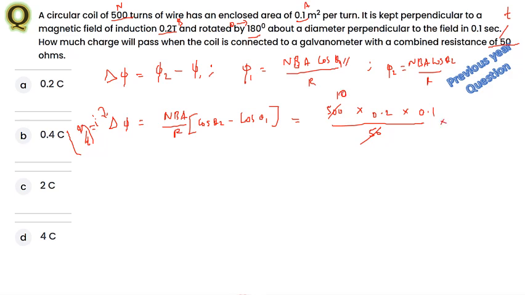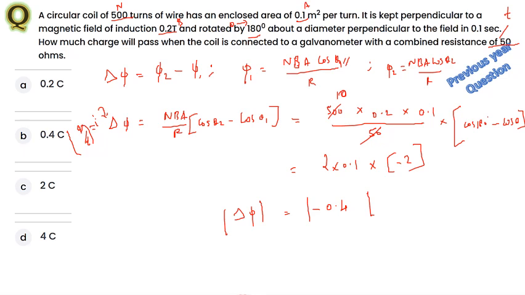And this one here is cos theta 2 minus cos theta 1, that is cos of 180 degree minus cos of 0. So combined together what you have here is minus 1 minus 1, that is minus 2. Now this one here is 2 into 0.1 into minus 2, so what you have here is minus 0.4. This is about the magnitude, so in this case you take the magnitude, 0.4 coulomb of charge. So the answer in this case is 0.4 coulomb.